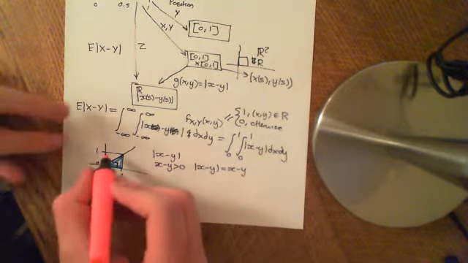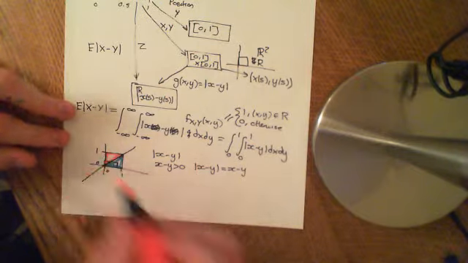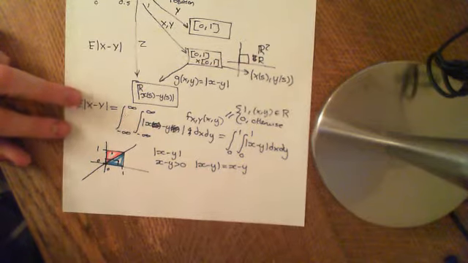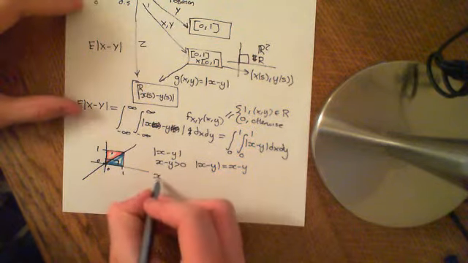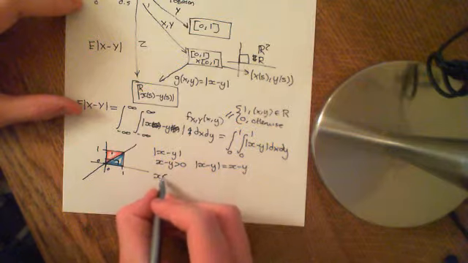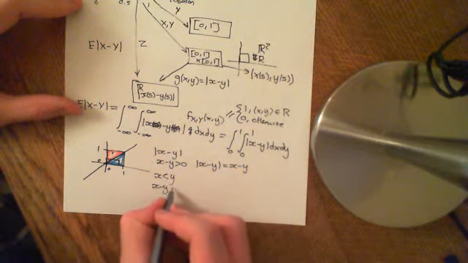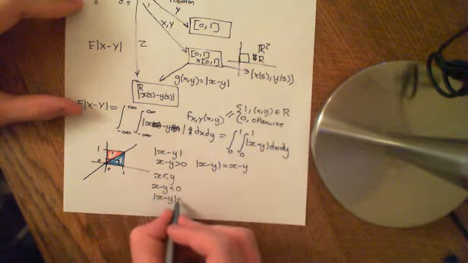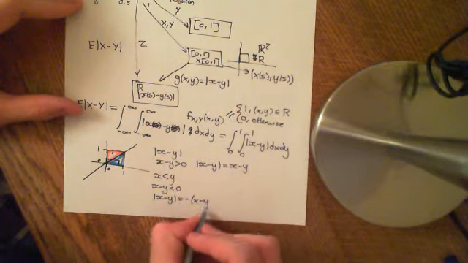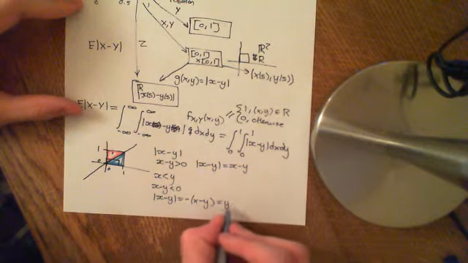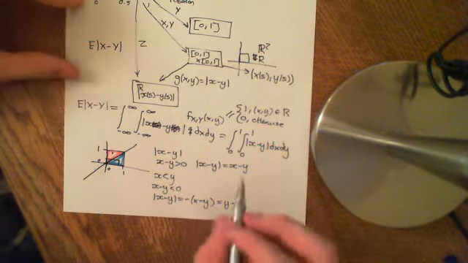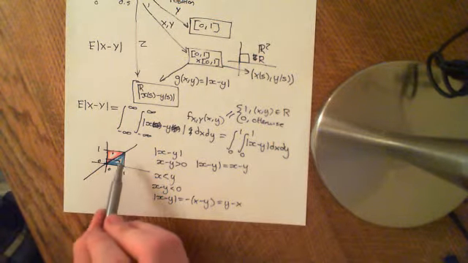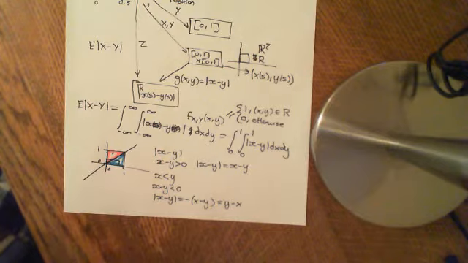Conversely, on this triangle over here, the x component is smaller than the y component. For any point in that pink triangle, x is less than y, which implies that x minus y is less than 0, so the modulus of x minus y on this pink triangle is going to equal negative of x minus y, i.e. you're going to flip the sign, so it's going to equal y minus x. So what we should do is split this integral into two parts. Firstly, the integral over the blue triangle, and then the integral over the pink triangle.